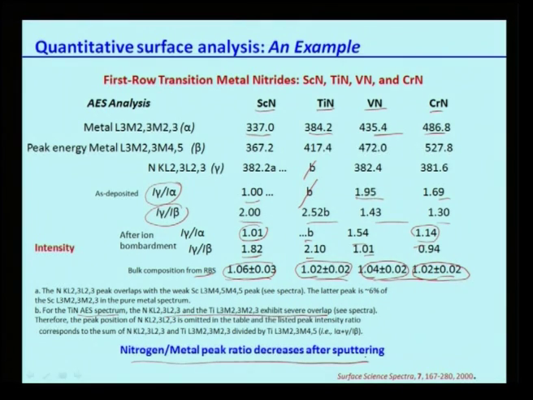Second important observation from this is that after bombardment and before bombardment, there is a change in the nitrogen to metal peak ratio. This is the nitrogen to metal peak ratio, I gamma by I alpha. This peak ratio actually decreases after sputtering. That's what you see here. From 2 it becomes 1.82, 2.5 becomes 2.1, 1.4 becomes 1.01, 1.3 becomes 0.94. That's clear. That's because nitrogen actually gets removed during sputtering because it's a light element. So many times sputtering is bad. That's why it is better to do this analysis in vacuum without any sputtering.